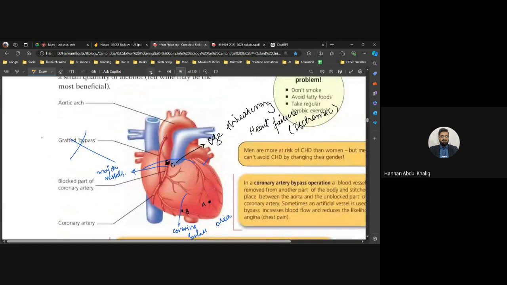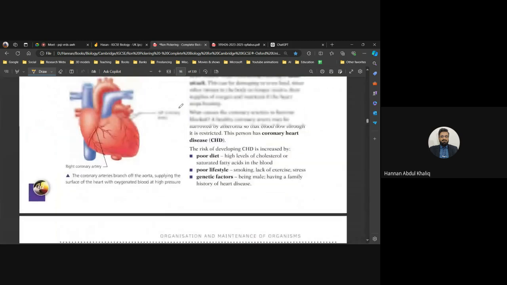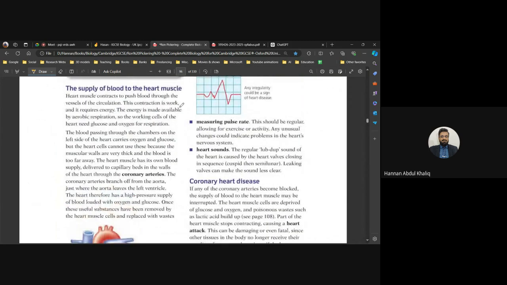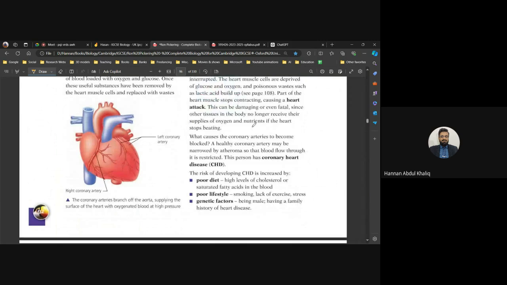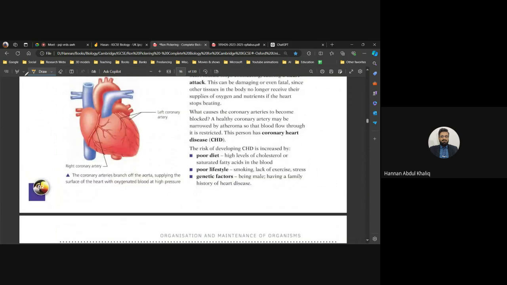Now, what are the reasons for this problem? This is something to understand very clearly. First is poor diet, high levels of cholesterol or saturated fatty acids in the blood. It may come from refined oils. The basic dangerous thing is the refined oils. Always remember, animal fat is not the cause of the cholesterol. It's only the refined fats.